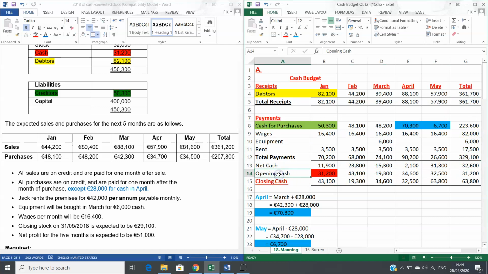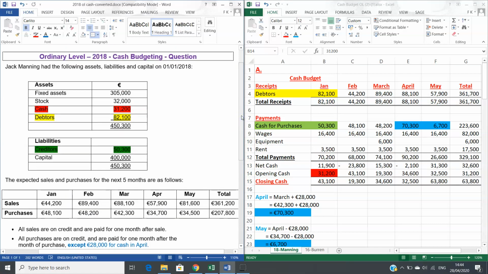Okay, the next one is our opening cash in the first month. Sometimes students are a little caught out on this one, but it's straightforward enough. So opening cash. The first day of the first month, the first day of January, how much cash do you open with? Well, if you go to your assets, look at cash, 31,200. That's the figure there. So how do we get our closing cash? Very simple. Get our net cash plus our opening cash, and it gives you a closing cash. So I added my 11,900 and 31,200, and it gives me 43,100 euro. On the last day of January, you had 43,100 euro.